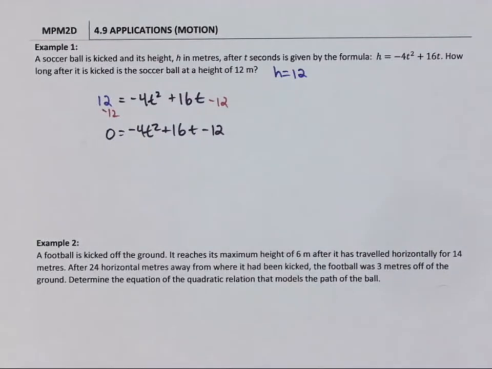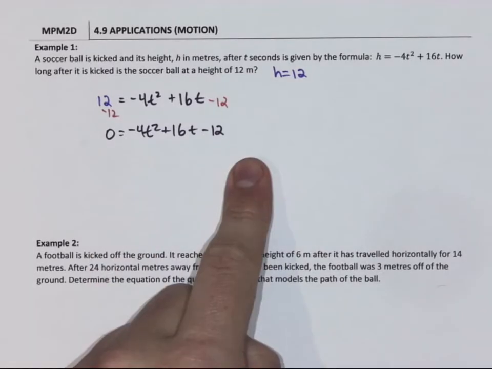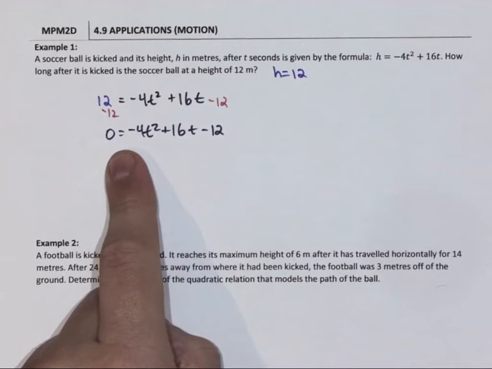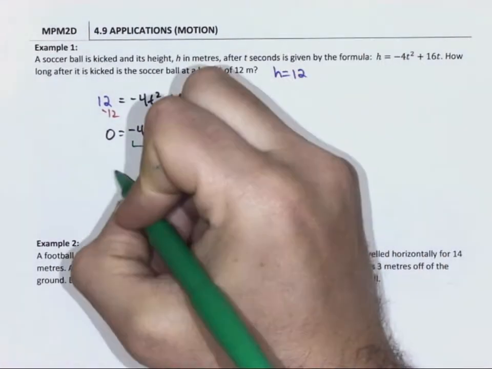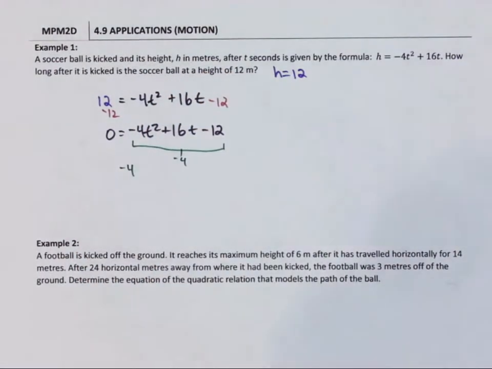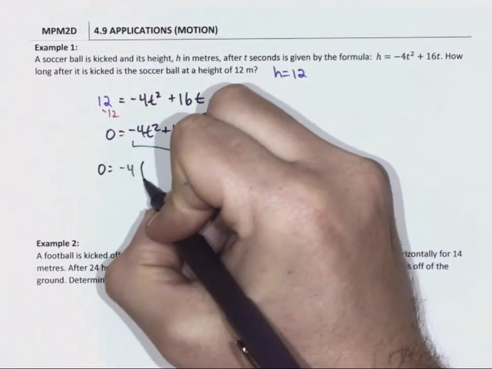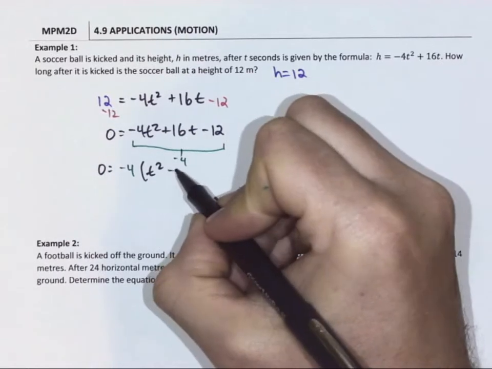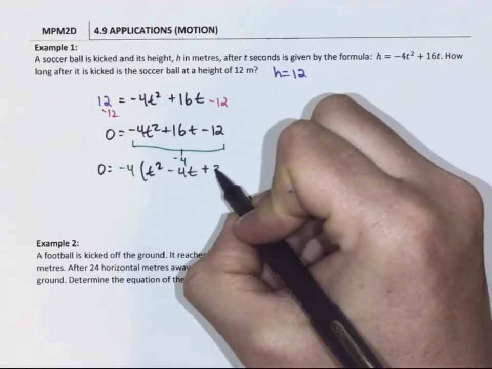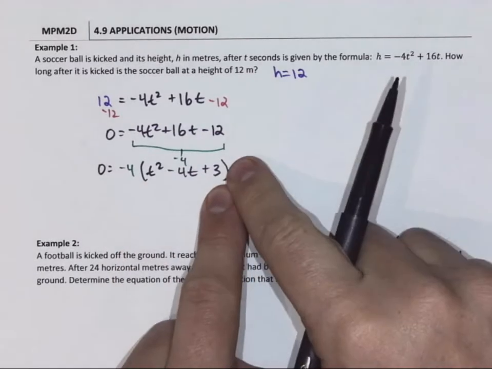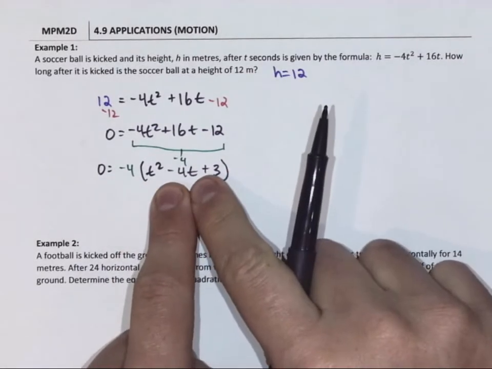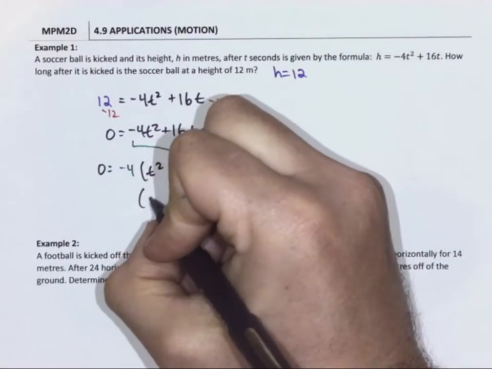Now the first thing we always do, we have standard form, factor. So if we factor this, common factor for everything, oh look at that, -4. And we're left with t squared minus 4t plus 3. This is now a simple trinomial. So two numbers that multiply to 3 and add to -4 are -1 and -3.